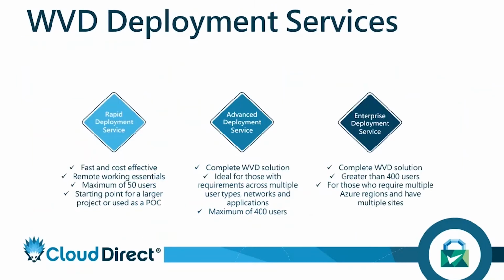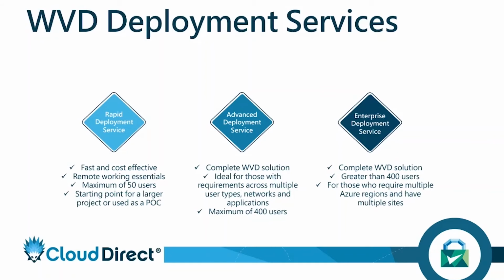So moving on to the deployment services, we essentially have 3 deployment services. We have a rapid deployment service that is for those that are a smallish size, so they're under 50 users. But additionally, we also have that as a POC. So the rapid deployment basically looks at the essentials for remote working, and it looks into a scenario of various testing elements for the POC.